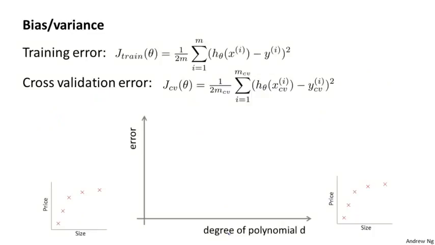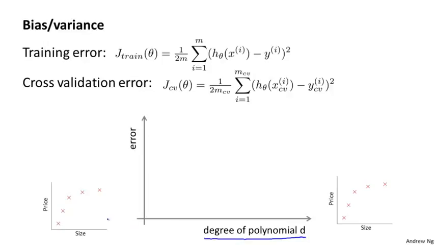Concretely, let's let our training error and cross-validation error be defined as in the previous videos. Just say the squared error, the average squared error as measured on the training set or as measured on the cross-validation set. Now let's plot the following figure. On the horizontal axis, I'm going to plot the degree of polynomial. So as I go to the right, I'm going to be fitting higher and higher order polynomials.